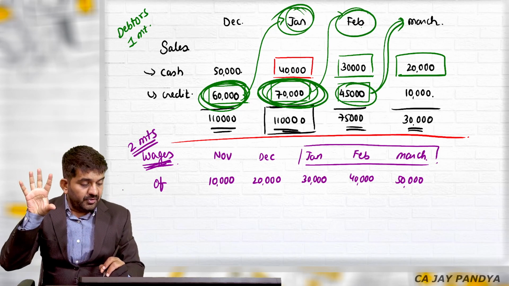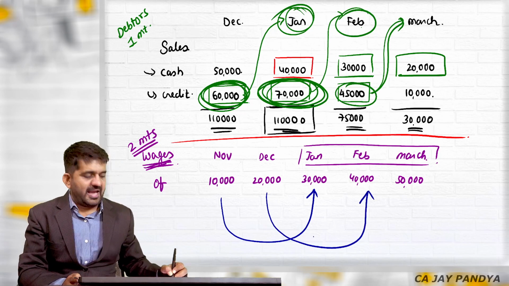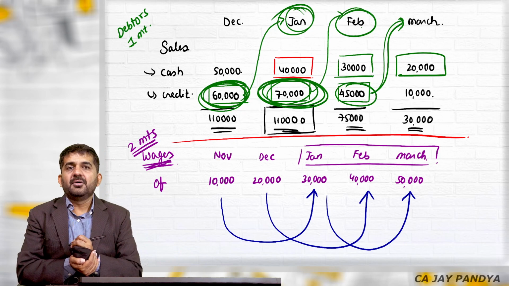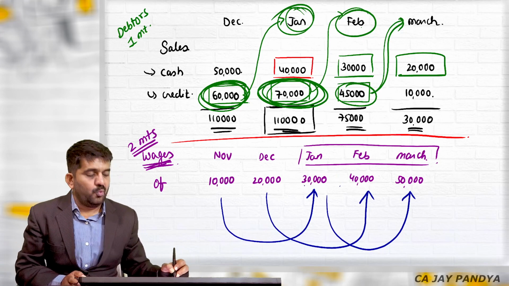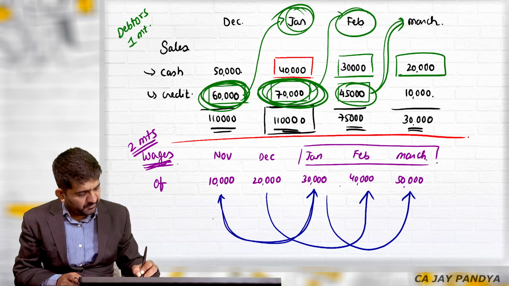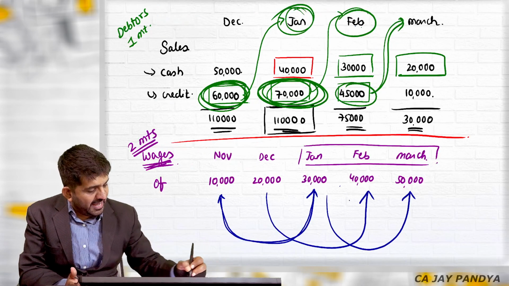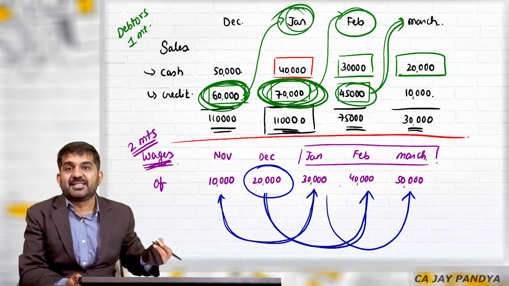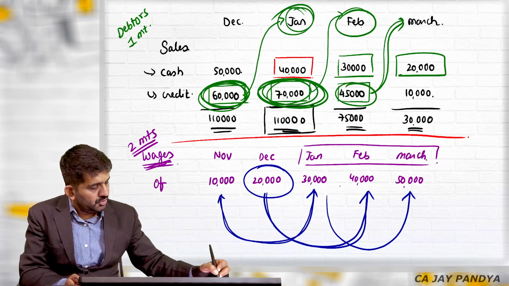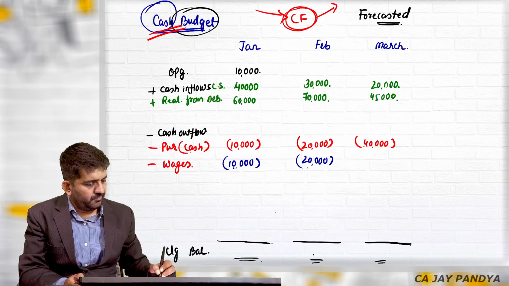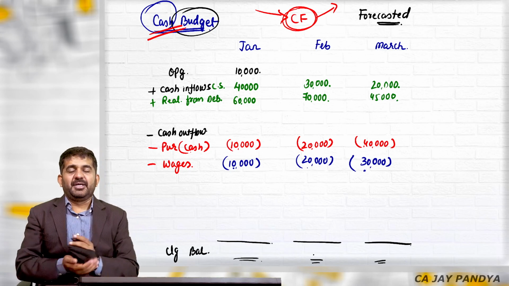So you pay November's salary in Jan. You will pay December's salary in Feb and you will pay Jan's salary in March. So in Jan, which wages will you pay? Of Jan? No. In Jan, you will pay wages of November, which is 10,000. In Feb, you will pay wages of December, which are 20,000. And in March, you pay wages of Jan, which are 30,000. So the lag will be given, everything will be given.